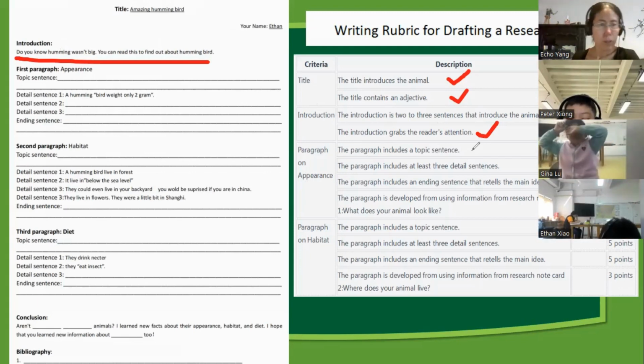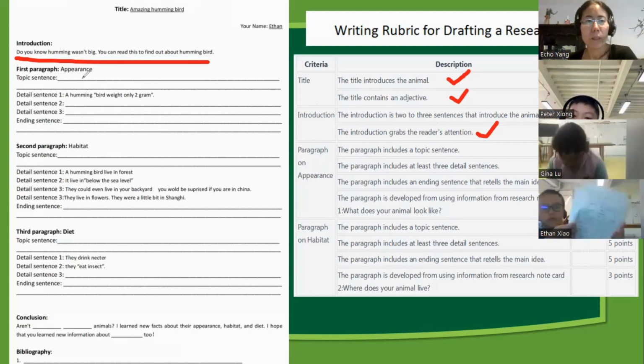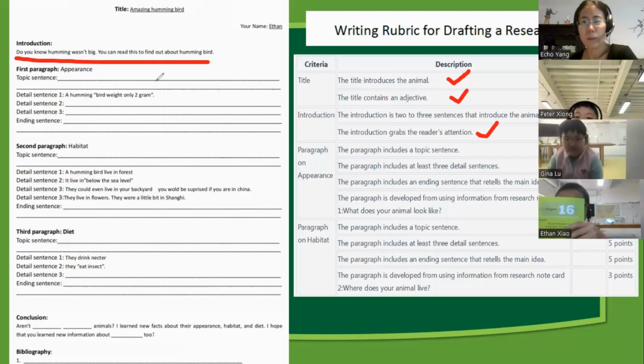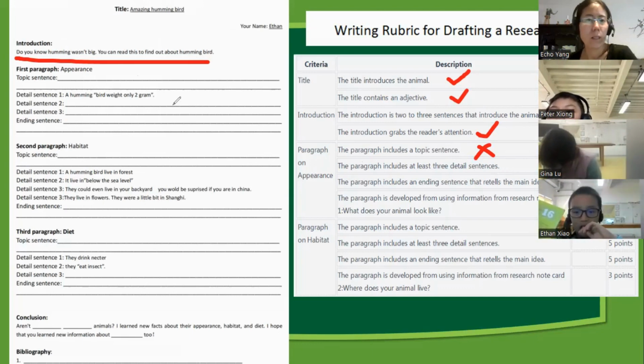You mean let me look on mine, right? Topic sentence, paragraph 1, topic sentence about the appearance of the hummingbird. Is there any topic sentence? Yes or no? Ethan? My topic sentence, maybe not. I don't know. No. Does your paragraph 1 include at least 3 detailed sentences? 3 detailed sentences. You have 1.